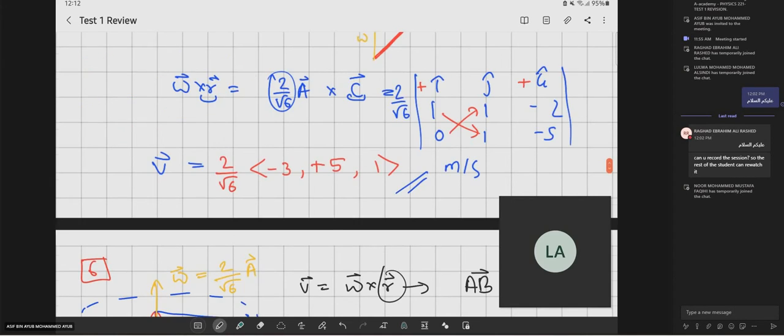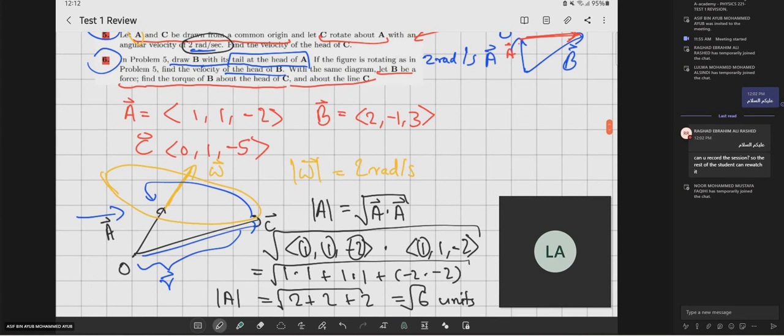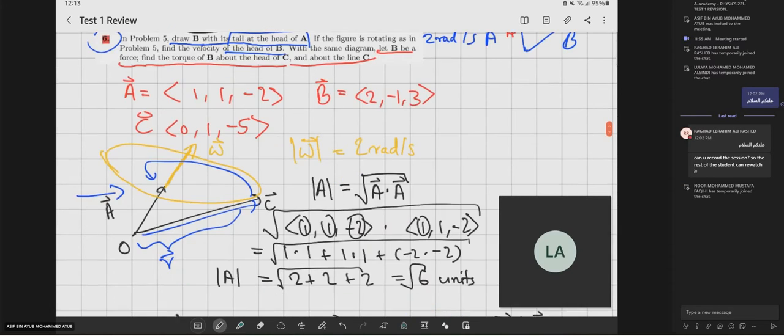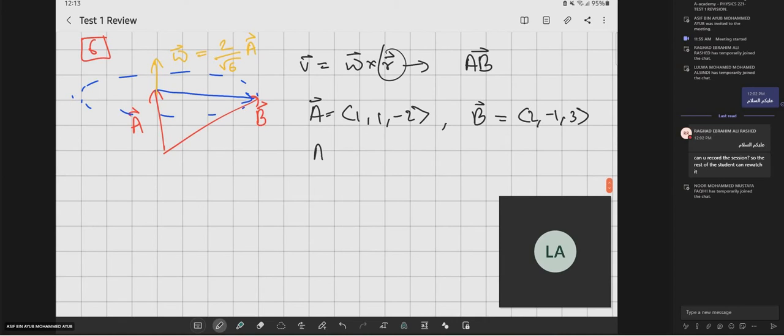And if we look quickly, A is 1, 1, minus 2, and B is 2, minus 1, 3. Okay, so the vector AB is B minus A. This is the definition of the vector starting at A and ending at B. So I'll have 2 minus 1 is 1, minus 1 minus 1 is minus 2, and 3 minus minus 2 is 5. So this is AB. This is my R.